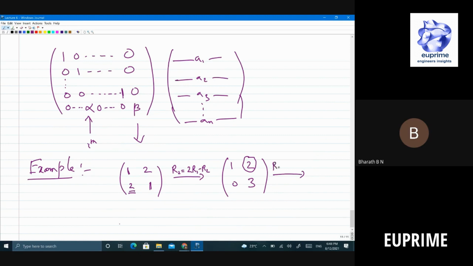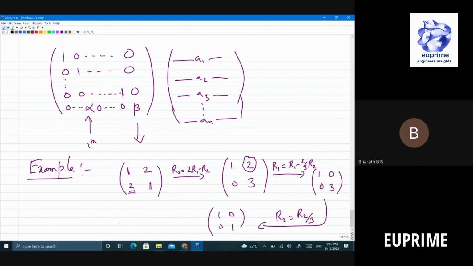So R1 is what? R1 minus 2 by 3 times R2. So what do I get here? There is no problem with this, right? I'll get 1 itself. This will be 0, 0, 3. Now what do I do? R2 by 3, right? Because alpha times a row. So this will be R2 is R2 by 3. So this gives me identity, right?